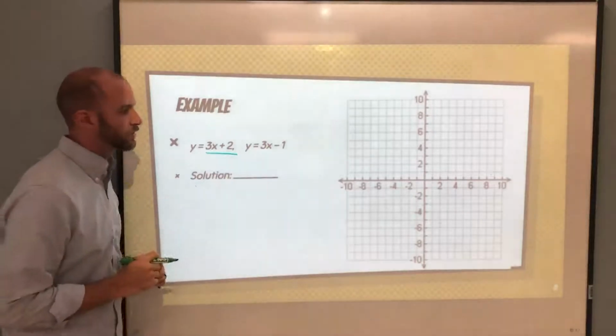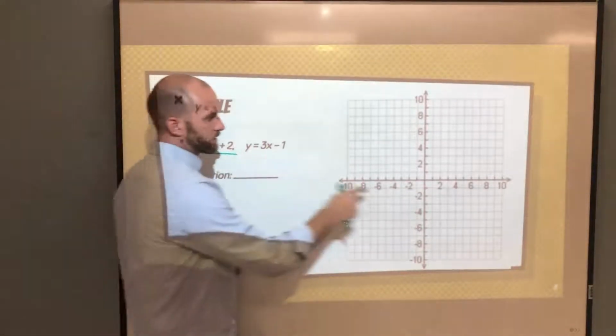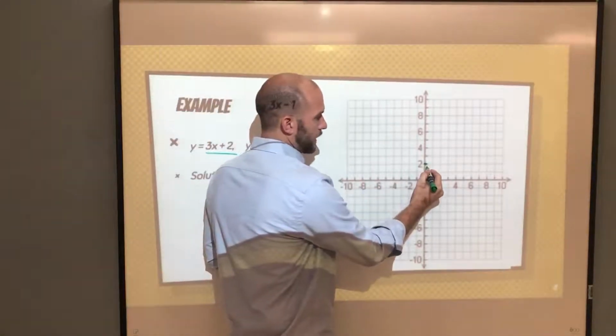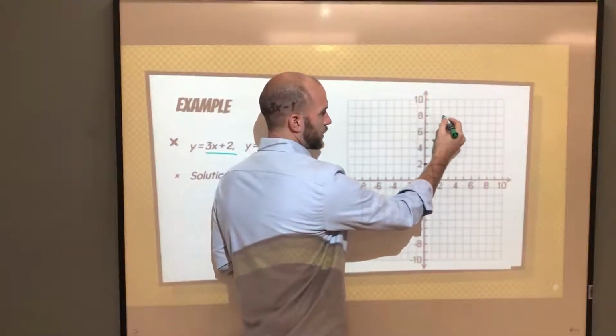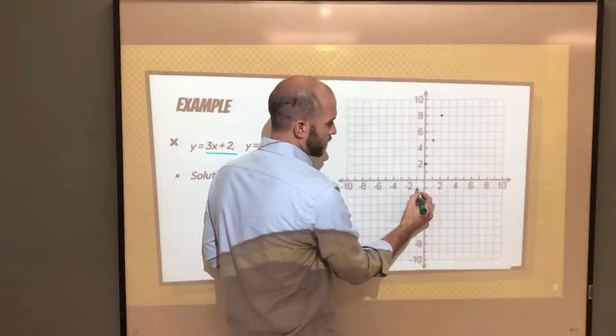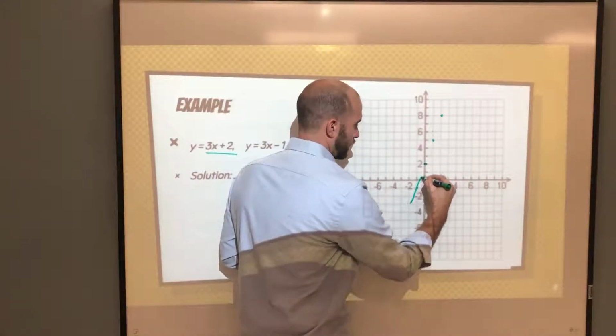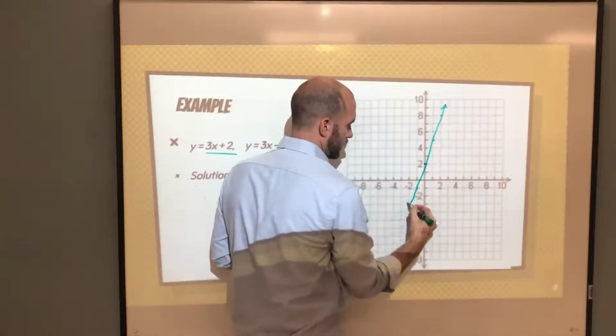Y equals 3x plus 2, so we're going to start at 2 on the y-axis. That's our y-intercept. And our slope is 3. Up 1, 2, 3, and over 1. Down 1, 2, 3, and to the left 1. All right, and we'll draw our line as straight as we can.